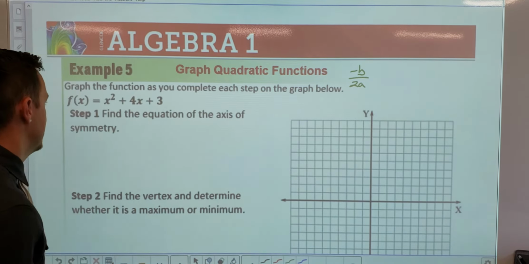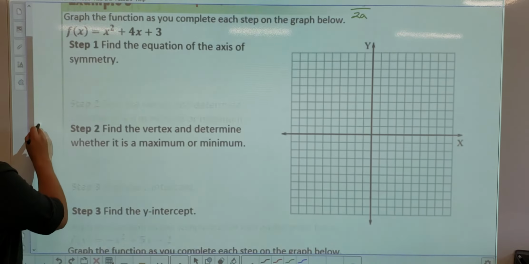All right, so as we move through this, it's going to be a process where you got to make sure we're going to show you 2 examples.